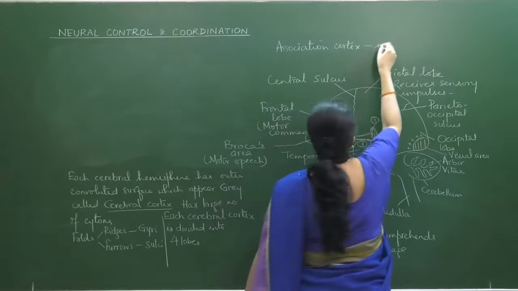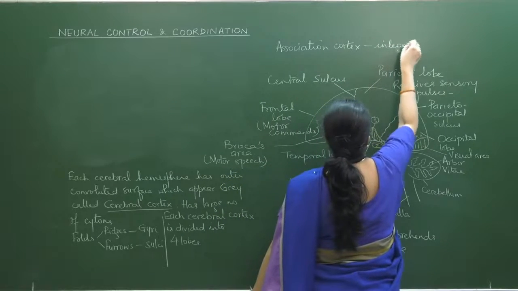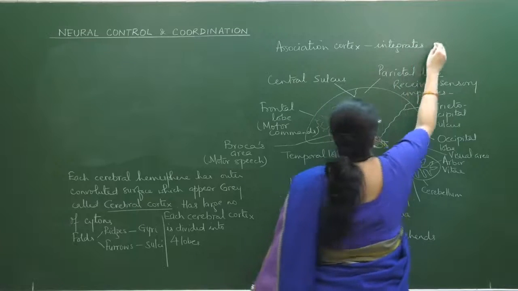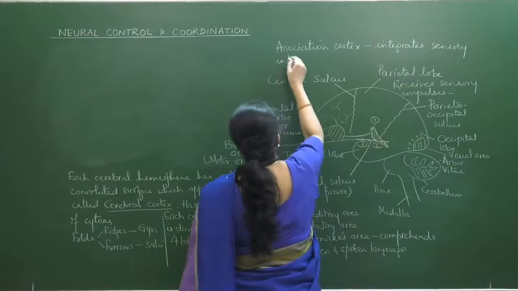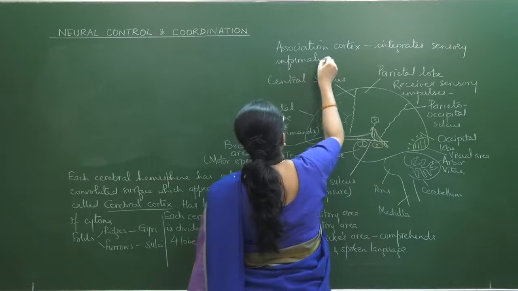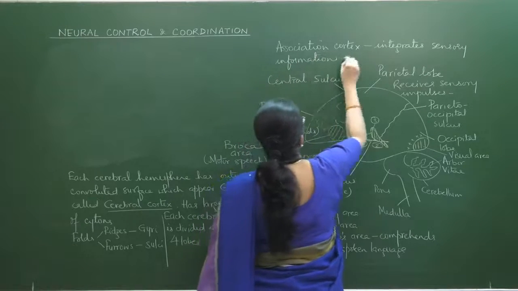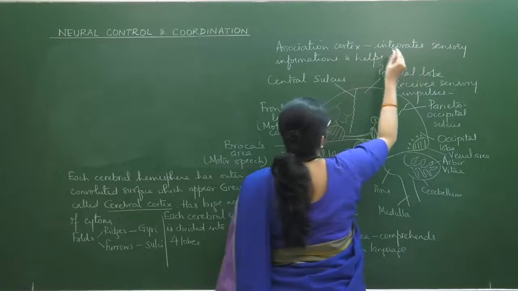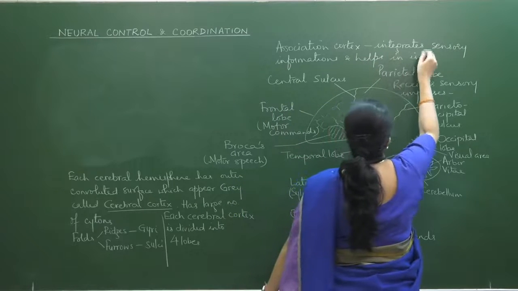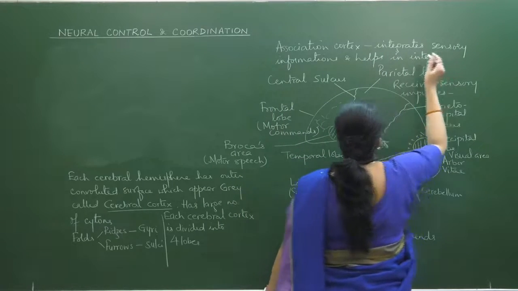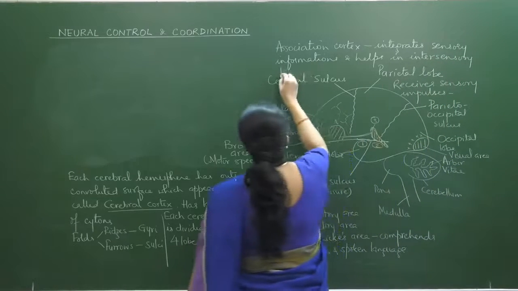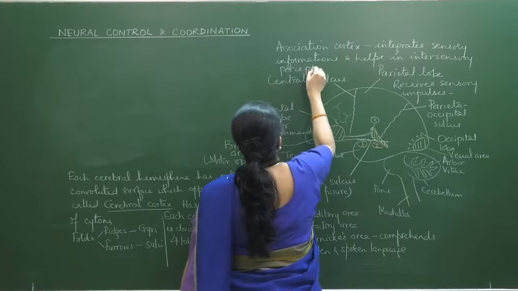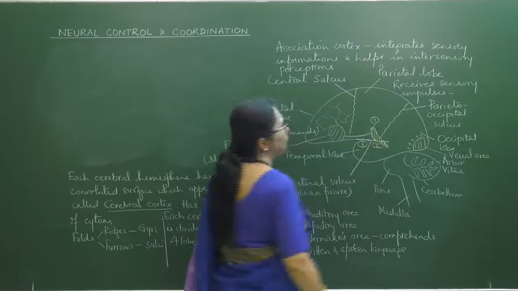So this one integrates sensory informations and helps in intersensory perceptions. So different sensory informations are going to be perceived, intersensory perceptions, and that helps in developing our memory.